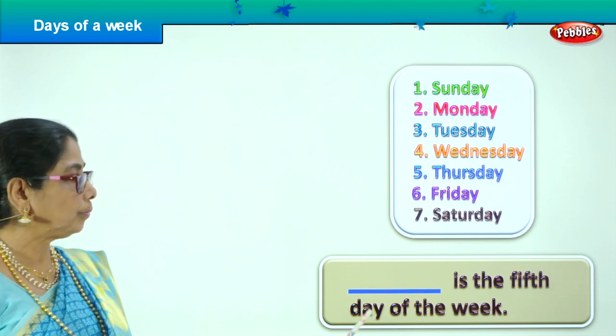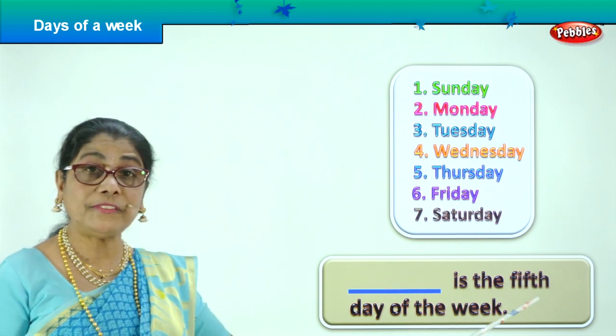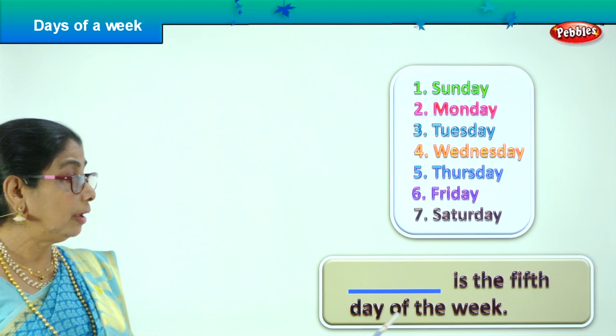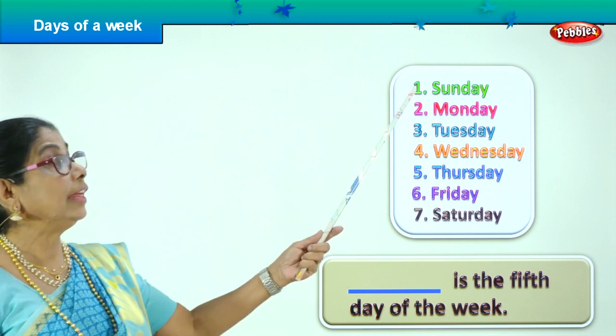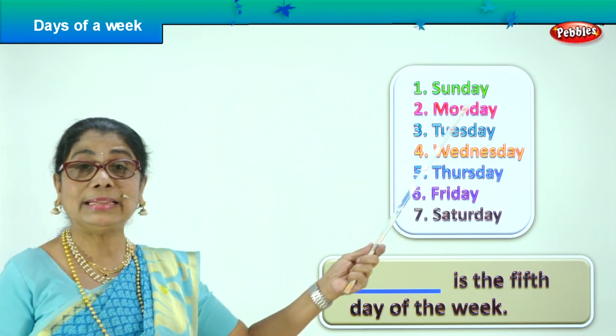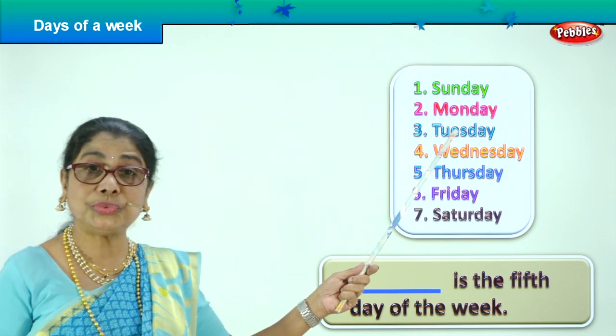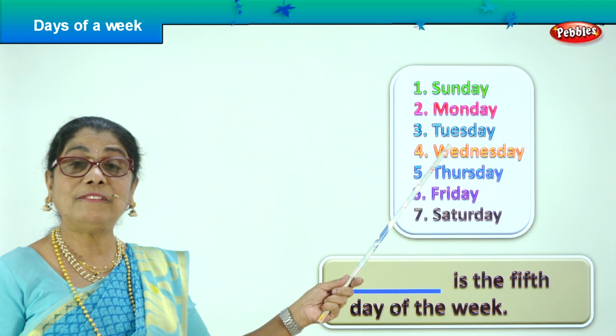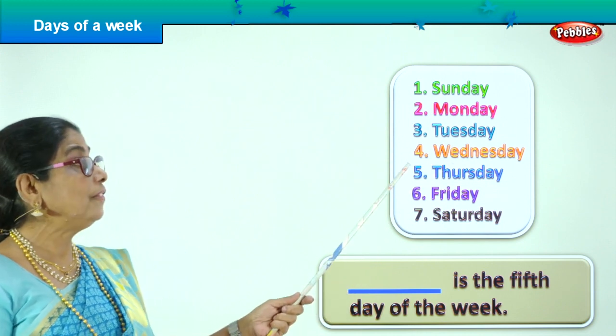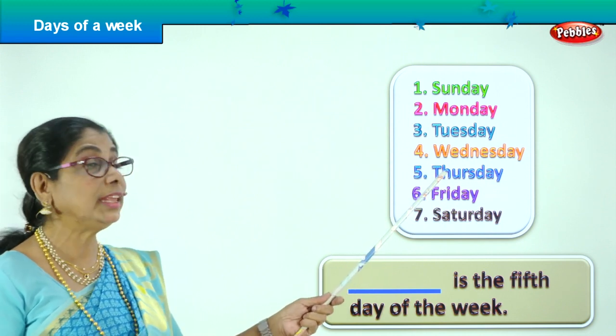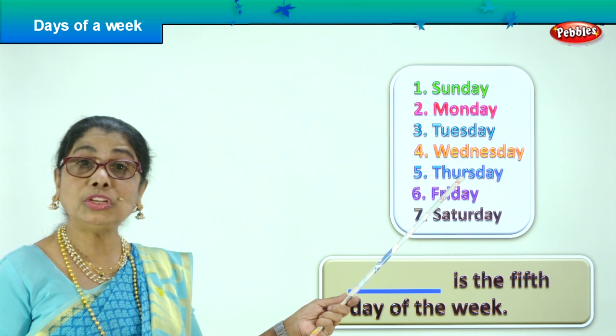Look. Dash is the fifth day of the week. Good. The first day is Sunday. Second is Monday. Third day is Tuesday. Fourth day is Wednesday. And the fifth day of the week is Thursday. How do you spell Thursday?